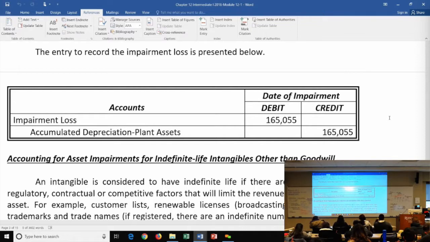...was on the income statement. I could have credited plant assets directly, but I credit the accumulated depreciation. In either case, the carrying value is $739,945, equal to fair value.